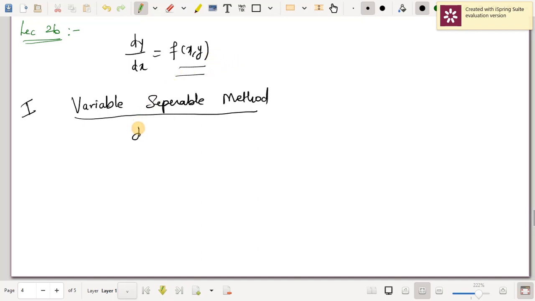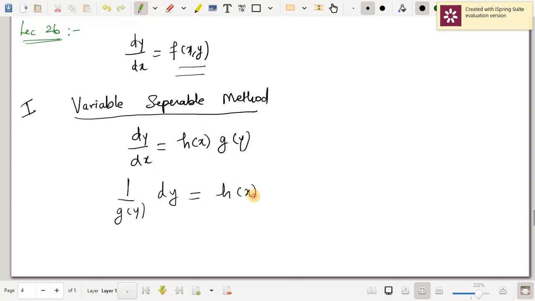So if we have a differential equation of the form dy by dx equal to h of x into g of y, some function of x and some function of y, then it can be very easily solved by separating the function of x along with its differential and the function of y along with its differential, and then integrating. So basically I can write this as 1 by g of y dy is equal to h of x dx. Although this is not a technical way of doing it, we can use it as one method.